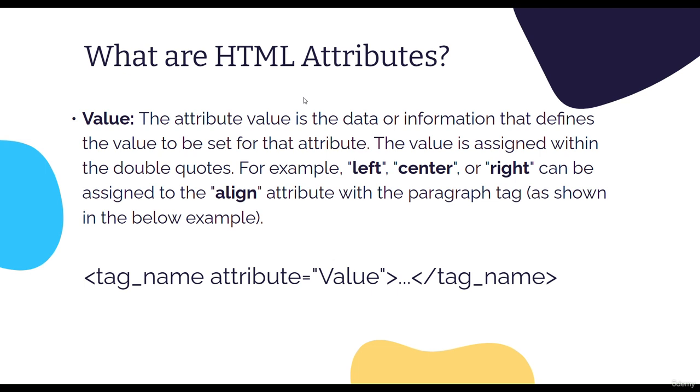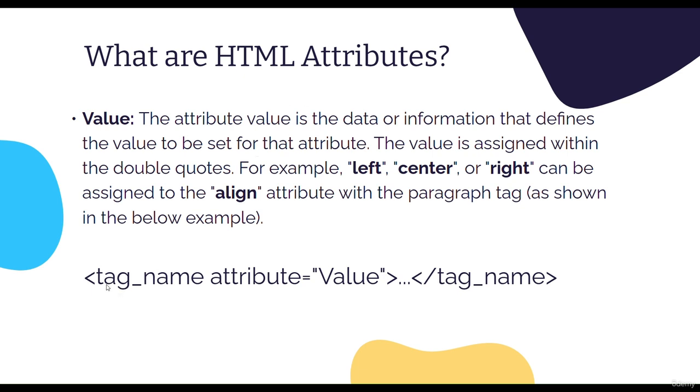Let's see what is value. The attribute value is the data or the information that defines the value to be set for that attribute. The value is assigned within the double quotes, for example, left, center, or right. It can be assigned to the align attribute with a paragraph tag as shown in the example below.